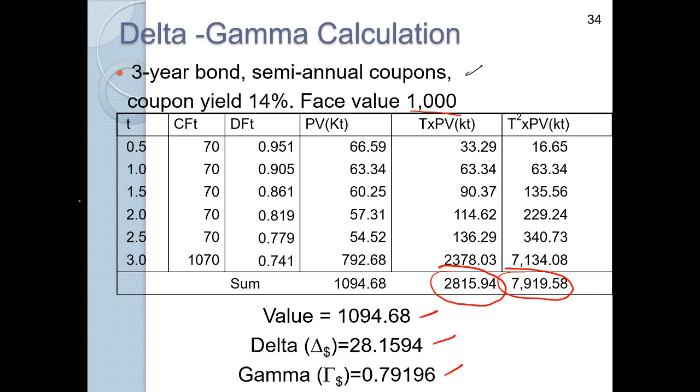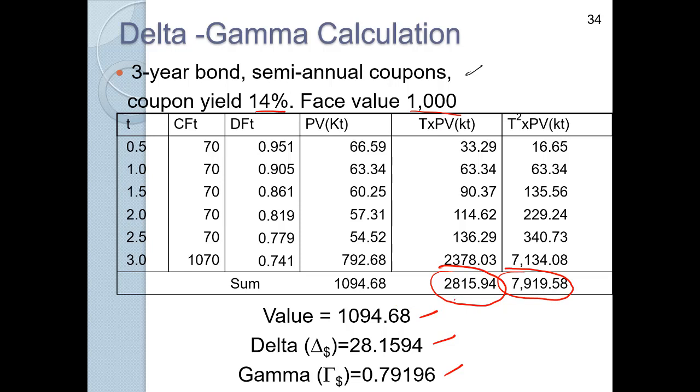So now I'm going to provide a summary of the delta gamma approximations. This should give you an intuition of how delta gamma approximations work graphically. So we go back to our example of the 3-year bond that pays semi-annual coupons. Coupon yield is 14% and the face value is 1,000.